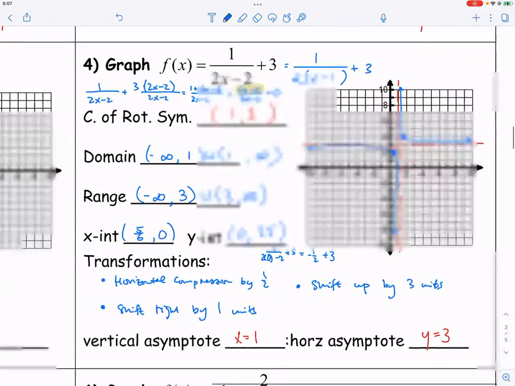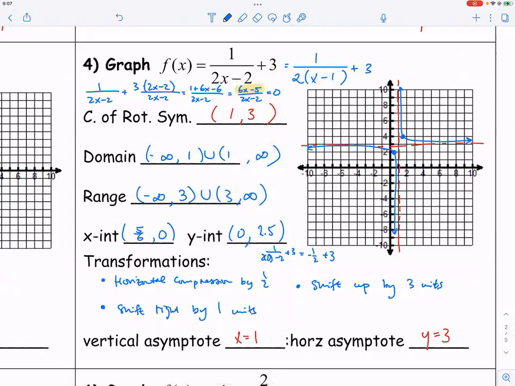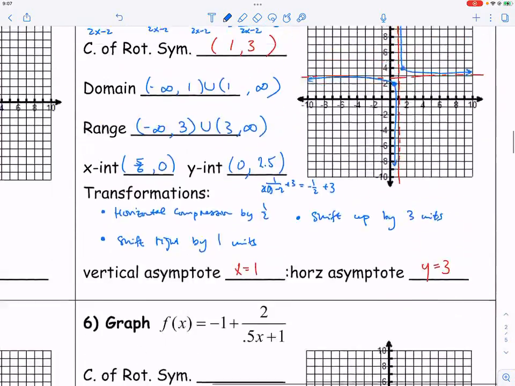All right, good. Now, for one last one, which is number 6.